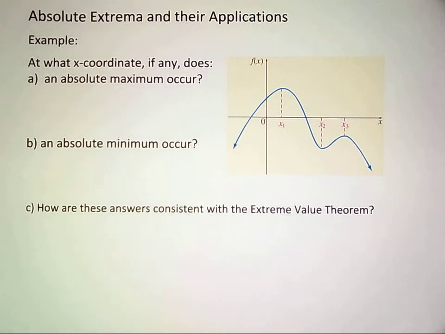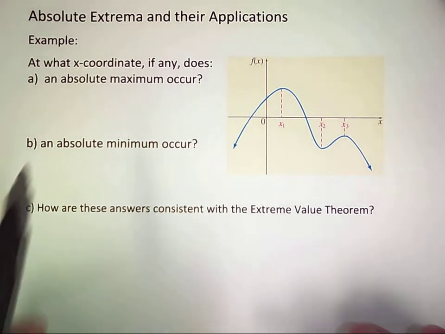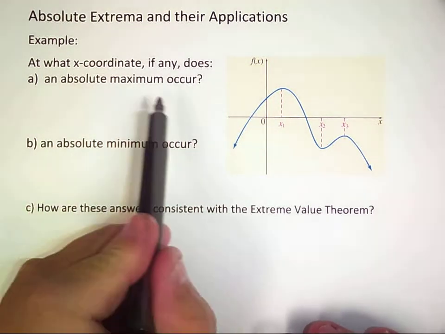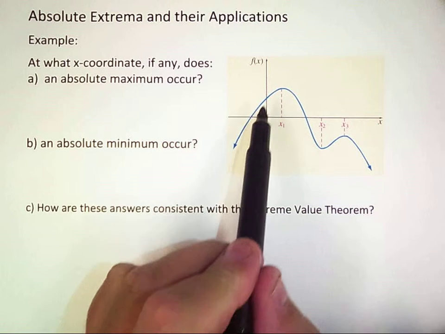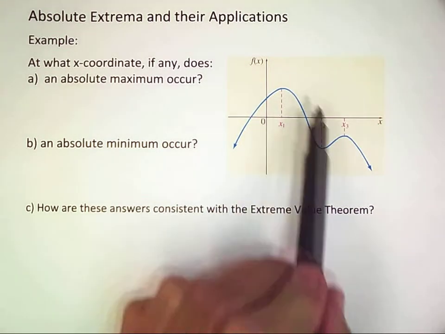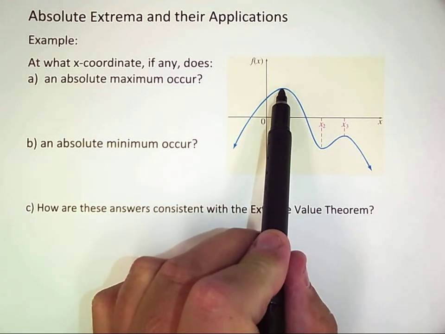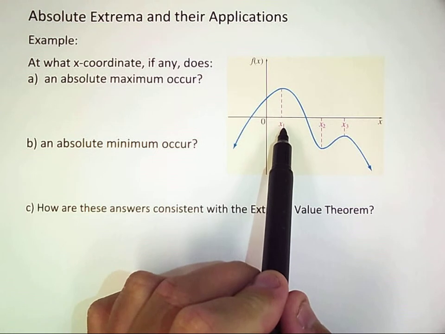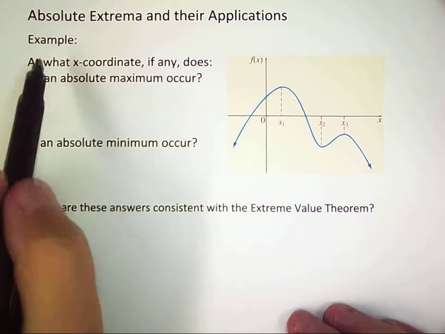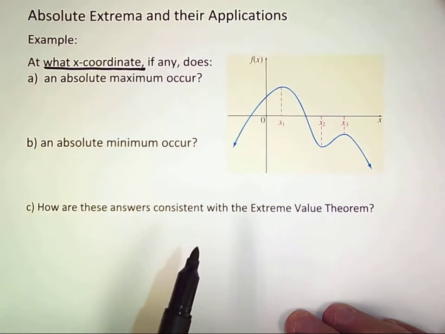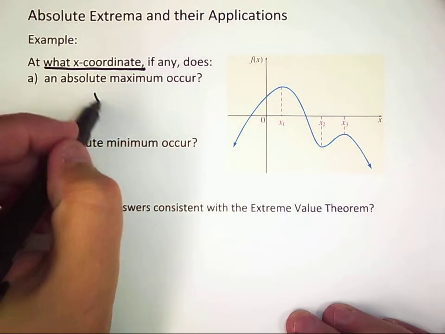Let's look at a couple of simple extrema examples, absolute extrema examples. This particular problem asks, at what x-coordinate, if any, does an absolute maximum occur? So we've got our function already drawn for us, so it's easy to see that the highest point in the curve occurs where x is equal to x sub 1. It says, at what x-coordinate does it occur? Well, the x-coordinate is x sub 1.